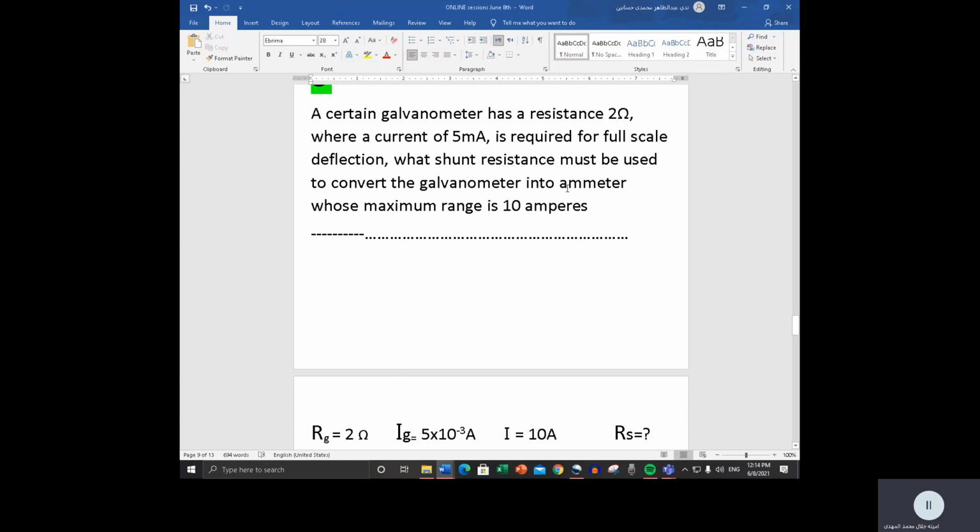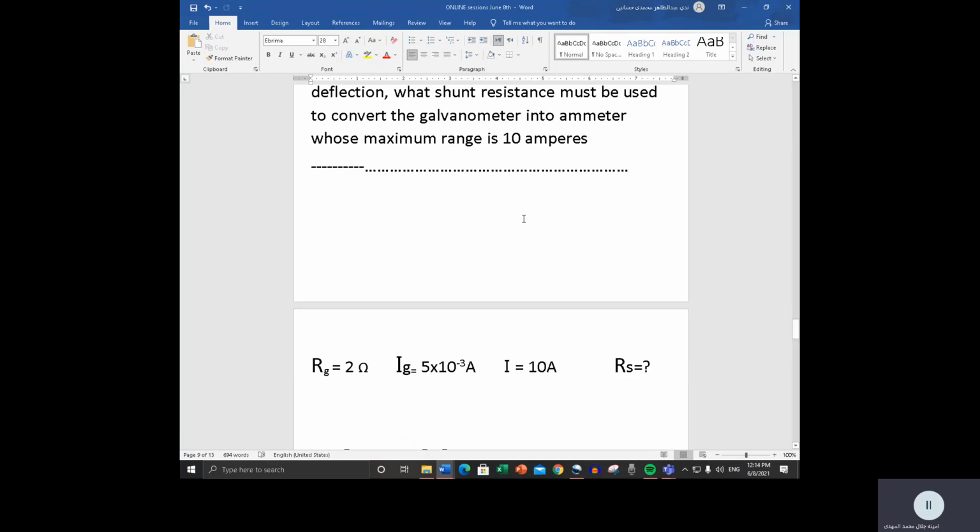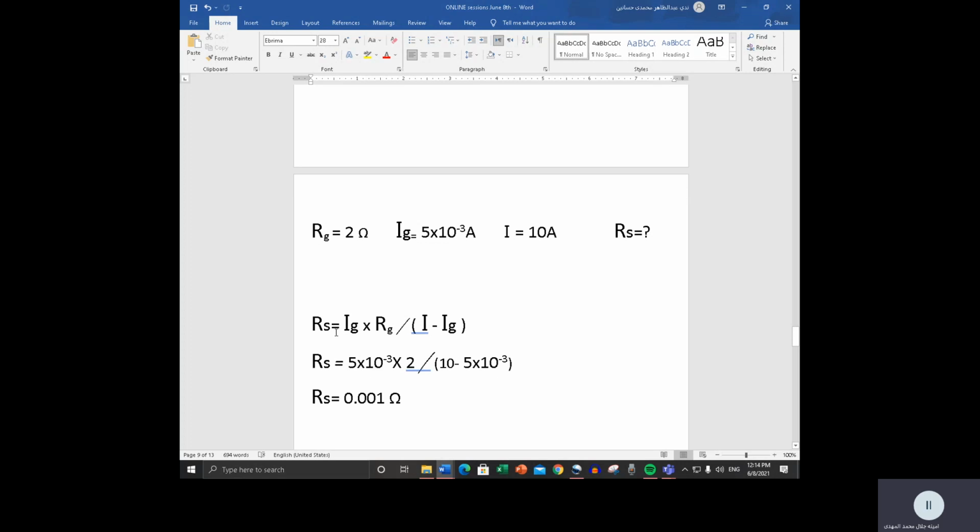Now, when the galvanometer is converted into ammeter, it means that I have two currents. One current passing in the galvanometer, which is small, and then when I convert the galvanometer into ammeter, it can measure a bigger current, and this is I. The bigger current is I, and the small current is IG. When I put the terms correctly, I can now use the rule that governs how galvanometer changes into ammeter. The rule says RS equals IG times RG divided by I minus IG. All right, this is the rule that we use in this case.